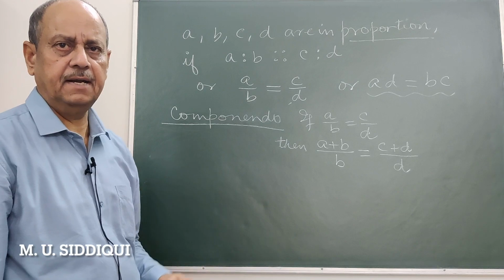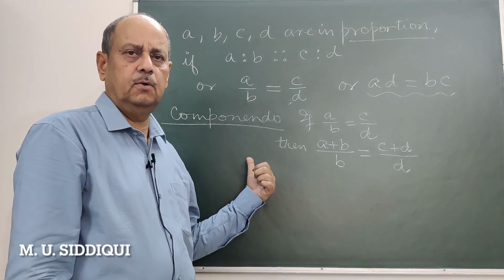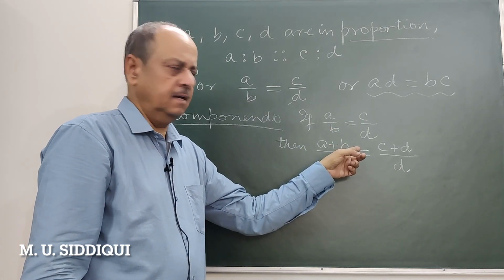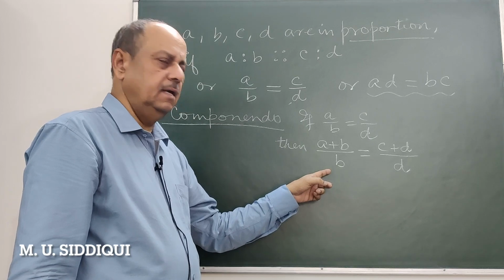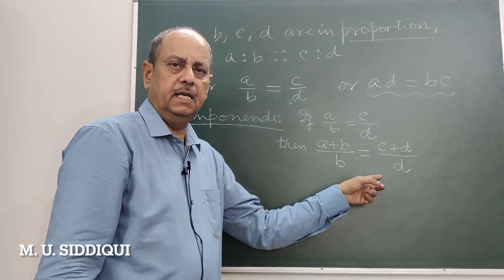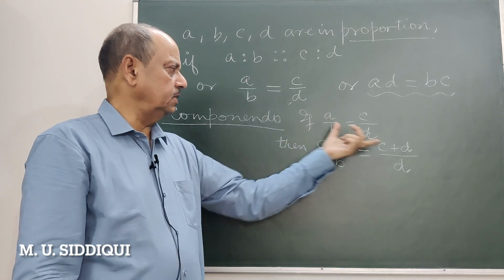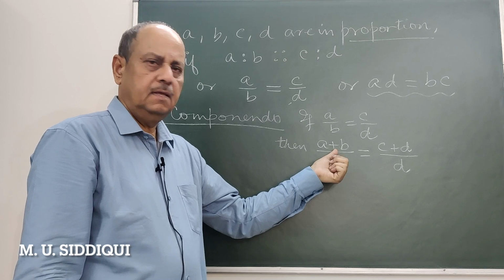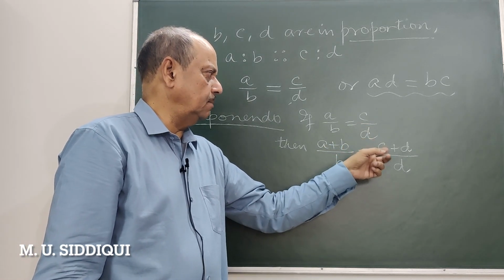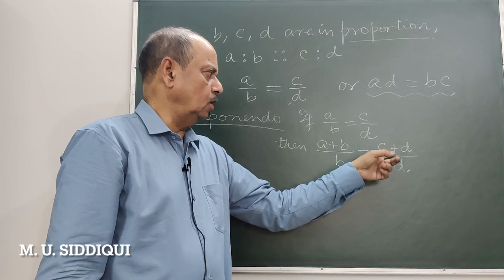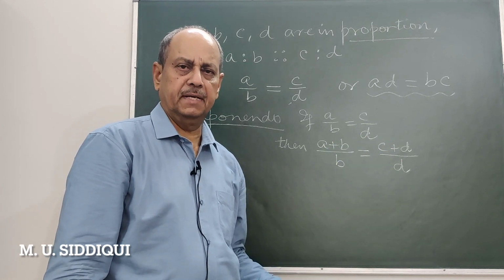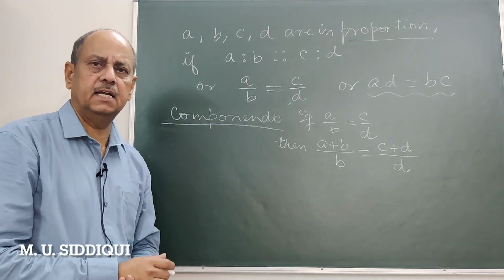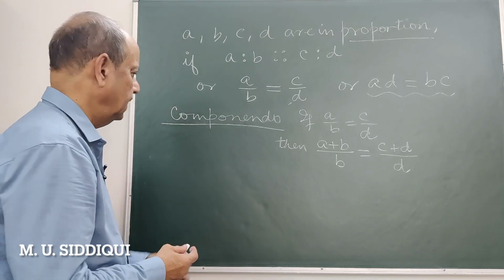I repeat once again, this property, which we call componendo, says that if A upon B is equal to C upon D, then A plus B upon B is equal to C plus D upon D, which says that the numerator on both the sides can be written as numerator plus the denominator. Same way on the right side, C plus D upon D means numerator plus the denominator and keeping the same denominators. This property is called componendo, and it's very simple to understand how it comes, how it is true.